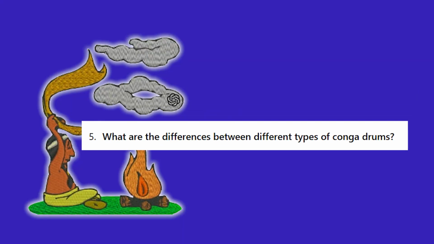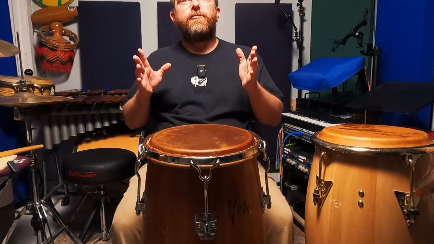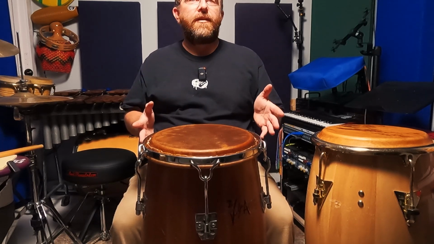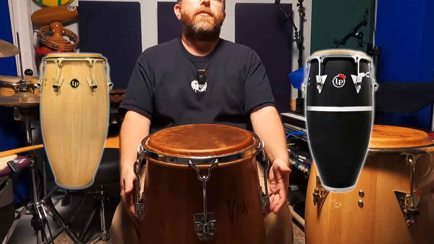What are the differences between different types of conga drums? This question is a bit too broad to know exactly what the searcher is wanting to know, so I'll address the material, size, cost, and quality differences. The biggest differences would be with regard to the drum materials and sizes. The short answer is that drums come with either wood shells or fiberglass shells.